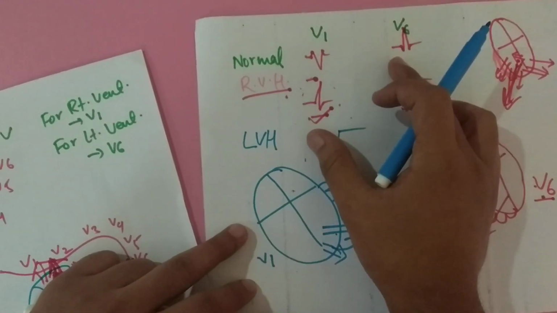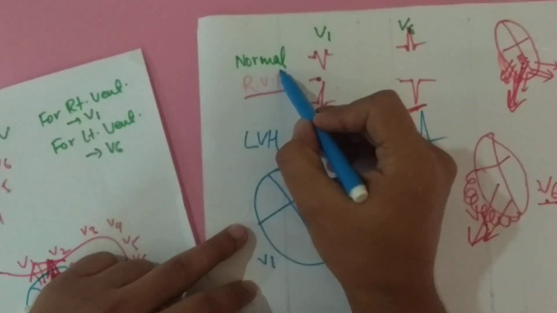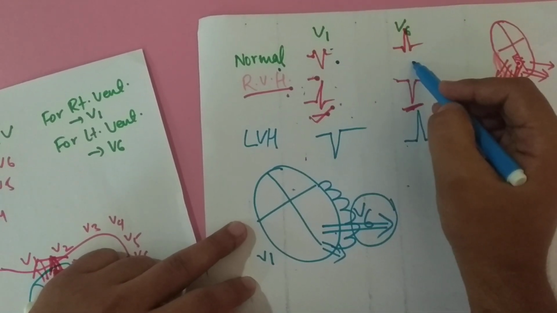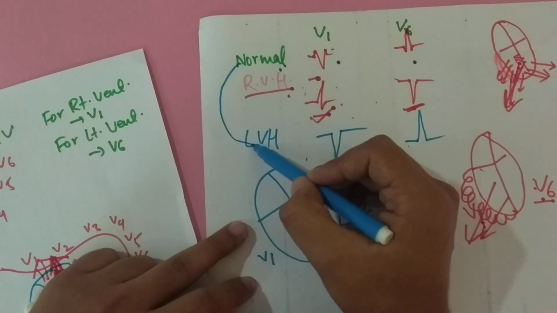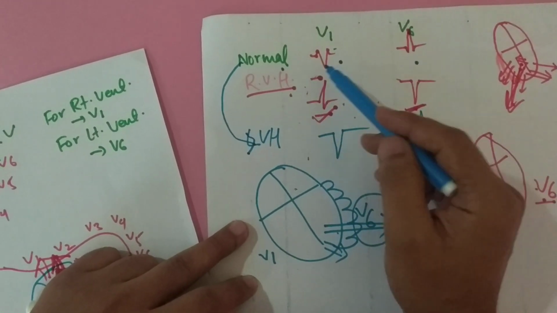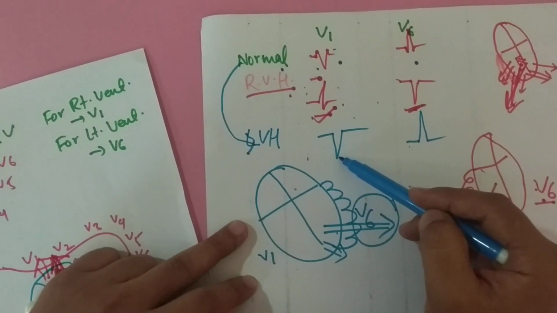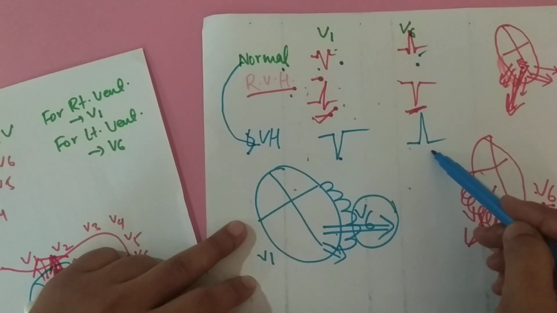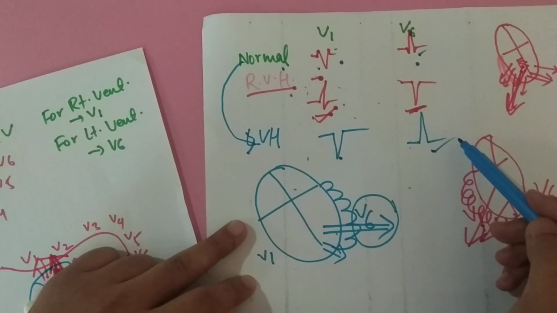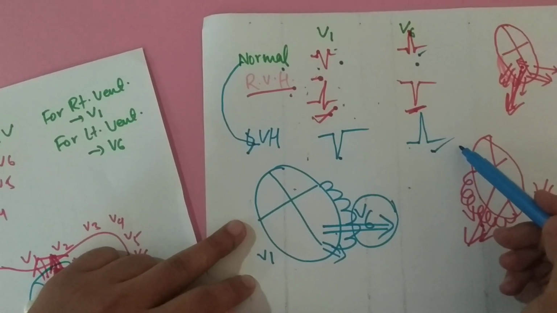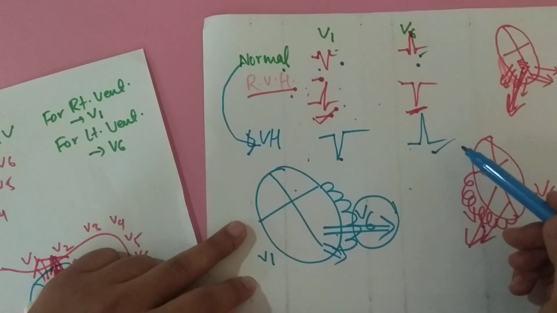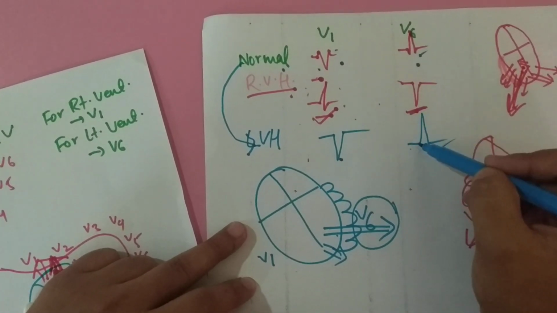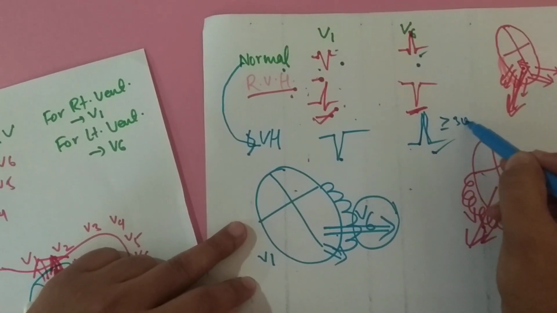So the basic idea that you need to keep in mind is that in the normal case V1 will have a maximum magnitude of negative deflection, whereas V6 will have positive deflection, and similar features will be seen in LVH. So you see here there is a negative deflection in V1 in LVH, whereas in V6 there is a positive deflection. Actually there are certain criteria, like the magnitude of the R peak. This R must be greater than or equal to 30 mm.